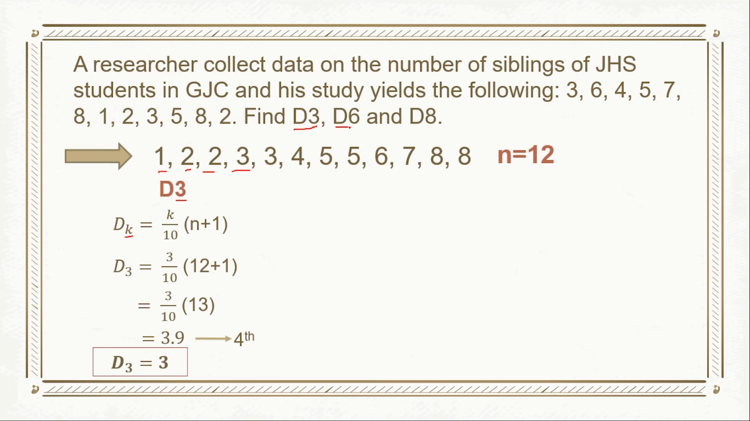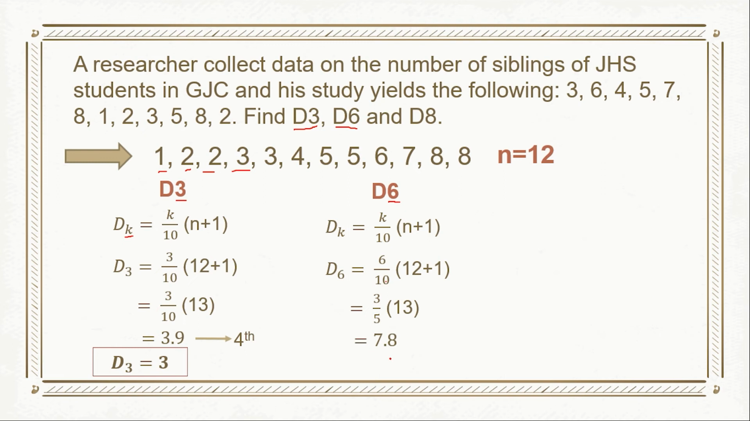So, let's proceed with D6. Same formula lang yung gagamitin natin. We have Dk is equal to k over 10 multiplied by n plus 1. Since we are finding the value of D6, therefore, the value of our k here is equal to 6. So, substitute lang natin yung value ng ating k at ng n. Okay, so we have 6 over 10 multiplied by 12 plus 1, since 12 plus 1 is equal to 13. And ang lowest term ng 6 over 10 is 3 over 5. Okay, so 3 over 5 multiplied by 13 is 7.8.